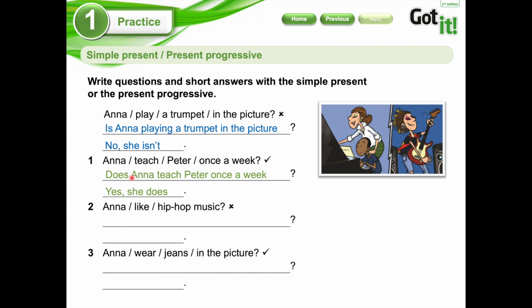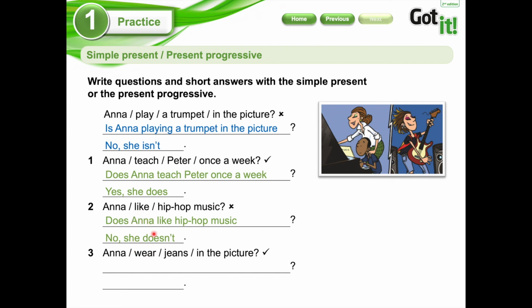Why she? Because we have Anna. Number 2, Anna like hip hop music. The question will be, does Anna like hip hop music? And we have here a cross. Okay, negative. So no, she doesn't. Okay. Remember that she is instead of Anna.